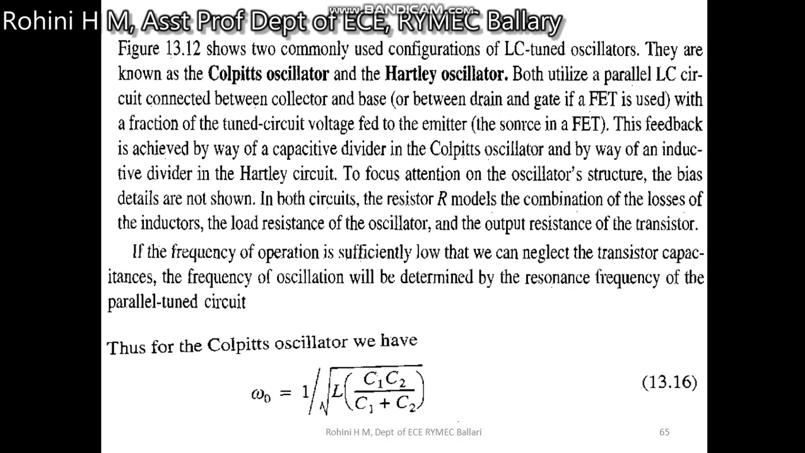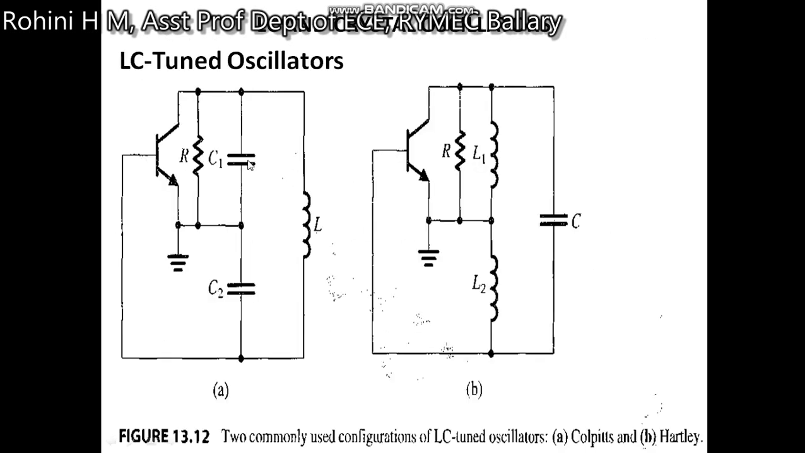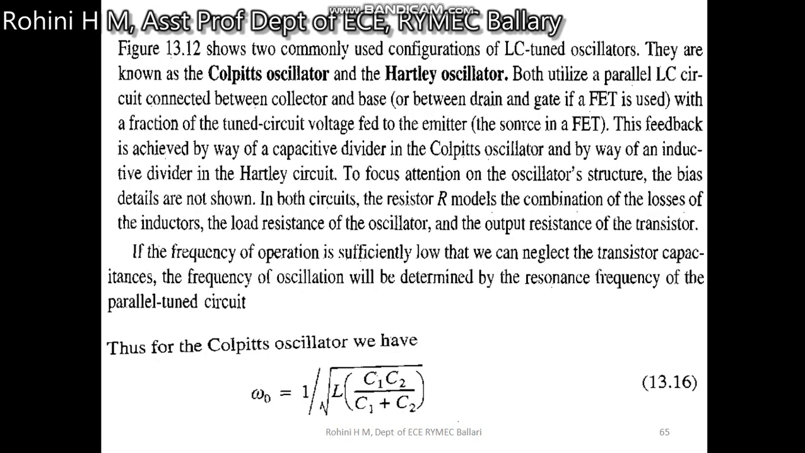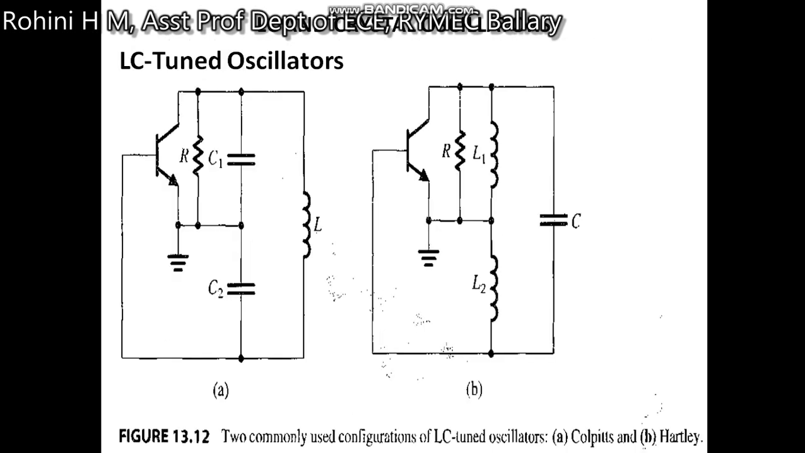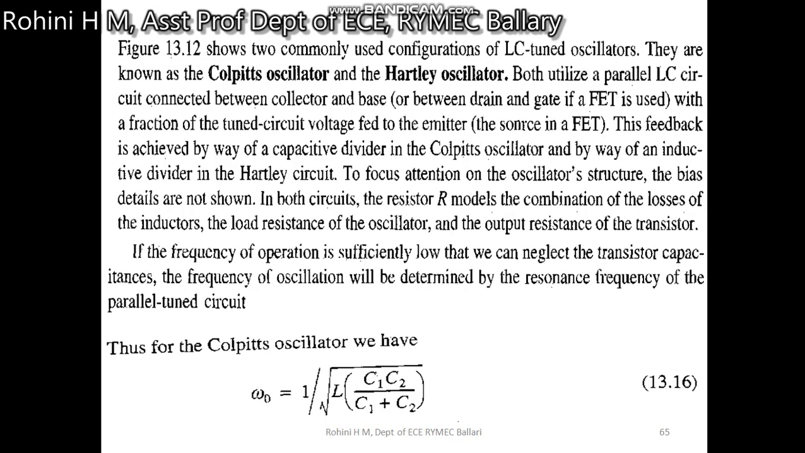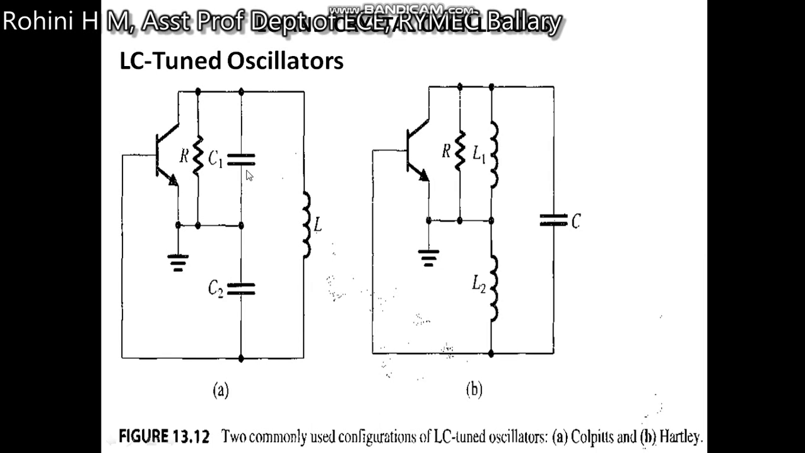So now we are determining the resonance frequency of the parallel tuned circuit. For the Colpitts oscillator, we have the resonant frequency omega naught as 1 over square root of L into C1 C2 divided by C1 plus C2. Okay, it's for the Colpitts oscillator. Here we write it as L in combination with C1 and C2, they are connected like this. So C1 C2 divided by C1 plus C2 is the equivalent capacitance CL.